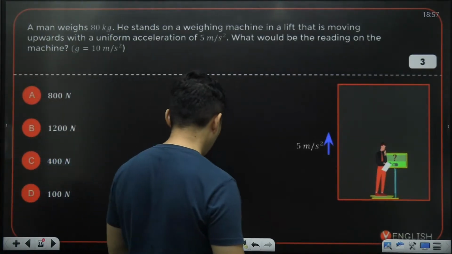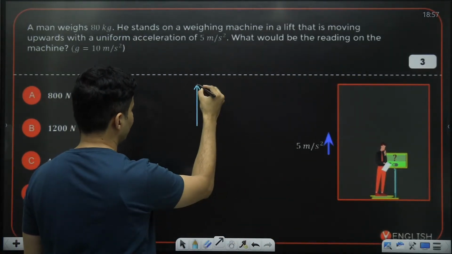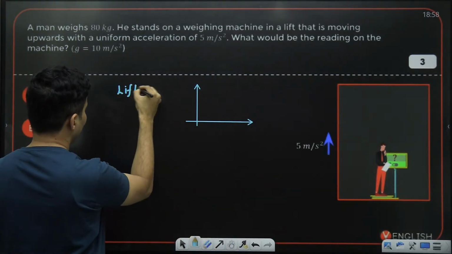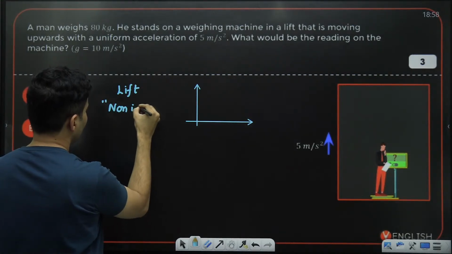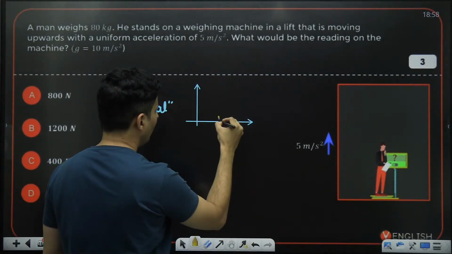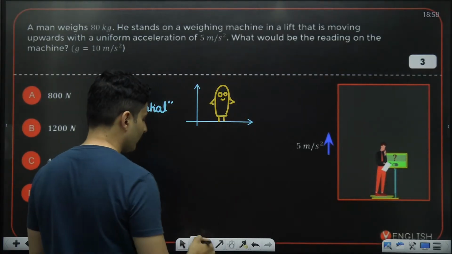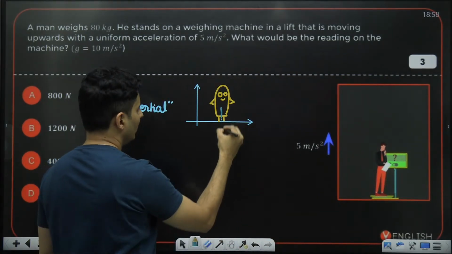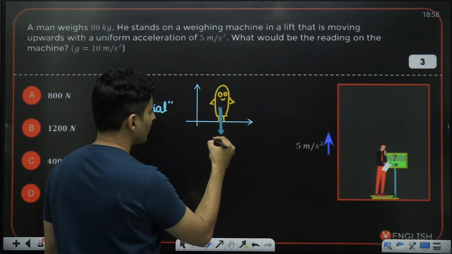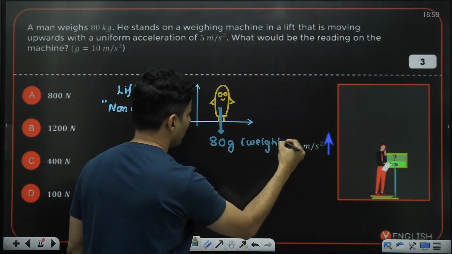Okay. So if you ask me to draw the free body diagram of that person from the lift perspective, the lift frame of reference is non-inertial in nature. So I've shown the frame of reference. Now let me draw the object under consideration. This is our dude who weighs 80 kilos and is standing on the weighing machine. What are the different forces, dude? So this dude says, listen, bro, I have mg force. M is 80. So 80g force, which is basically the weight of the person, the gravitational pull.